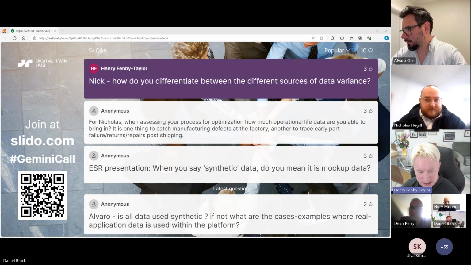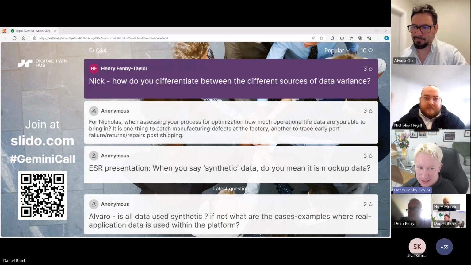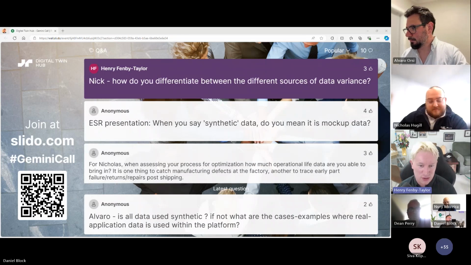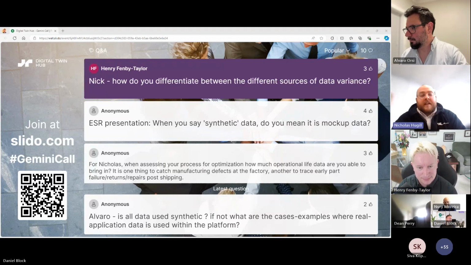And while we're at it, Nick, how do you differentiate between your different sources of data variance? I was coming from a point of, you've got humans in the loop, but you've also got how you're measuring, what you're measuring with, how often you're measuring, all those sorts of sources of data variance that you could bring in to try and create a clear picture. Absolutely. And that's where the data recycling is really important.